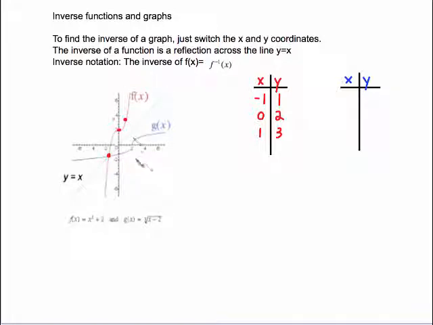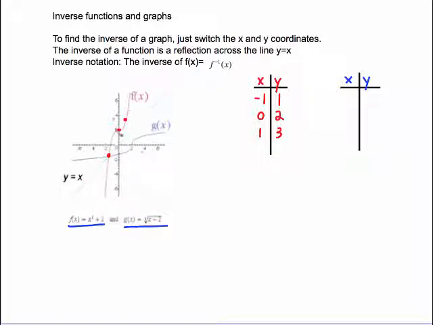Now we also looked at this graph in college algebra. To find the inverse of a graph, just switch the x and y coordinates. So what I have here in red is an initial graph of f of x, which happens to be x cubed plus 2. In blue is g of x, which happens to be the cube root of x minus 2. And we have this line in the middle. This green line is the line y equals x.